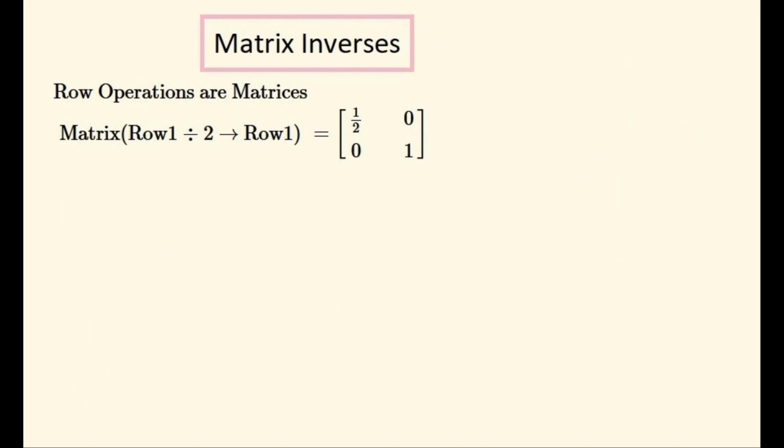These row operations can be represented by matrices. This is the matrix that corresponds to this row operation. It is a diagonal matrix with only one diagonal entry that isn't equal to 1.